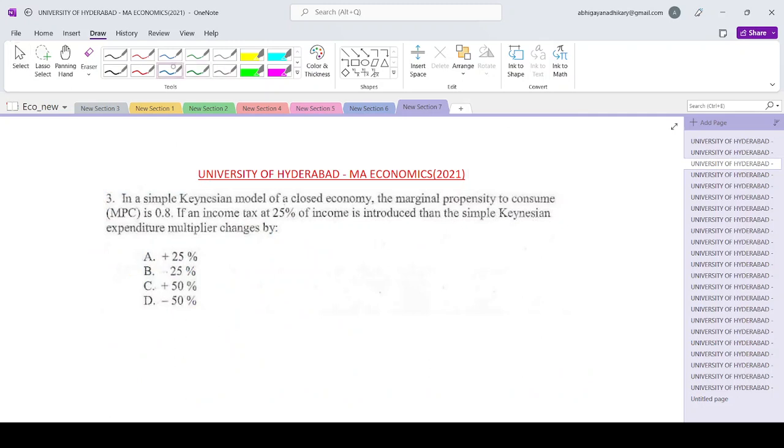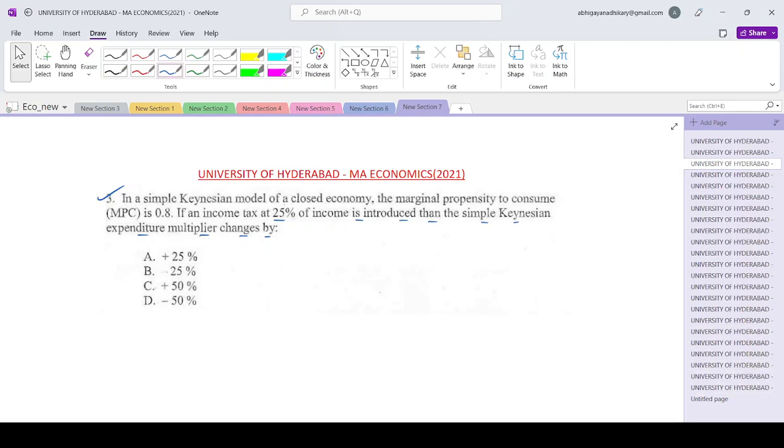So now let's move on to the next question, which is question number 3 of the MA Economics 2021 paper, University of Hyderabad. In a simple Keynesian model of closed economy, the marginal propensity to consume MPC is equal to 0.8. If the income tax at the rate of 25% is introduced, then the simple Keynesian expenditure multiplier changes by which of the following proportions?